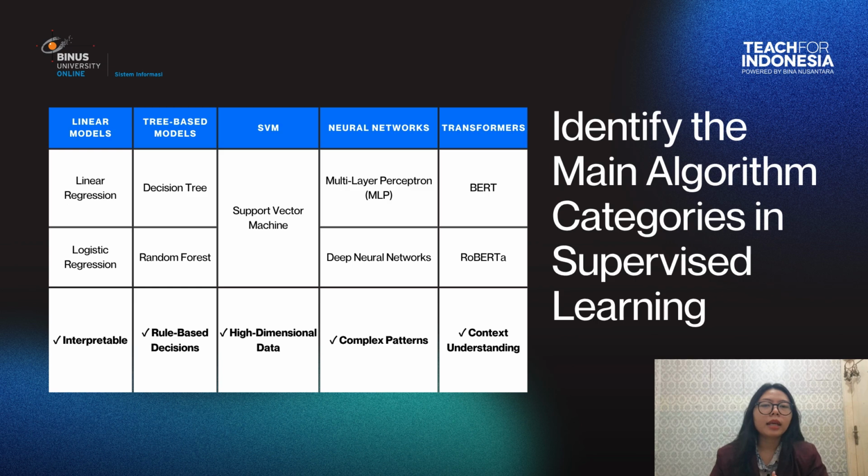In the end, each algorithm category has its own strengths, limitations, and ideal use cases. Therefore, selecting the most appropriate algorithm depends on the problem being solved, the characteristics of the data, and the desired balance between interpretability, predictive performance, and computational efficiency.